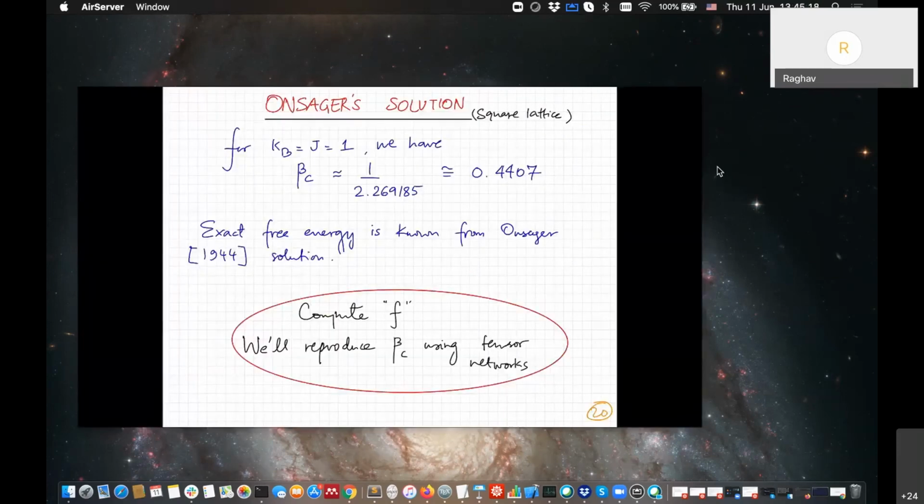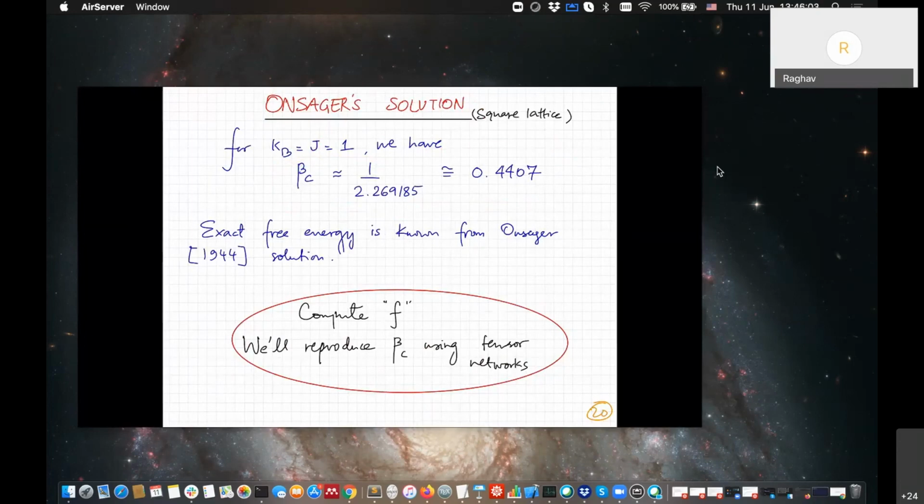Okay, so for that, I should mention that for this two-dimensional classical Ising model, there is an exact solution, a very famous exact solution due to Onsager in his 1944 paper, on a square lattice when there is no magnetic field. So this is all at H equal to 0. And we'll set the Boltzmann constant k_B and the exchange coupling J equal to 1. And in that case, the critical temperature of the two-dimensional Ising model is given by this value of beta. So this value of beta should be what we should be able to see in tensor networks as well, right?